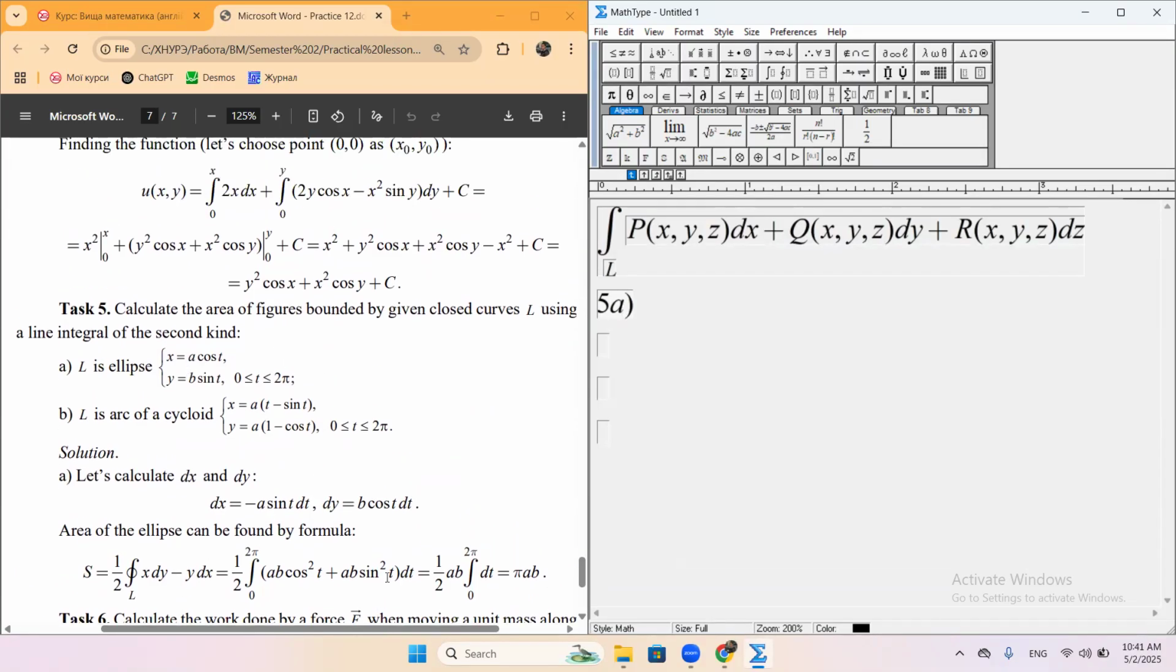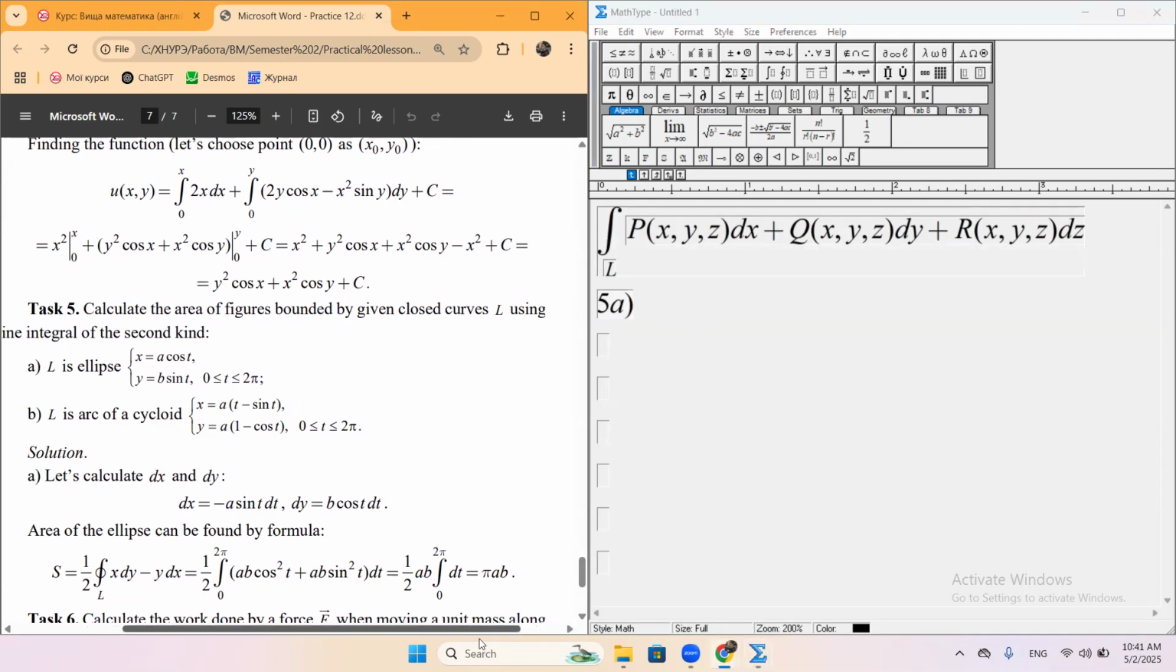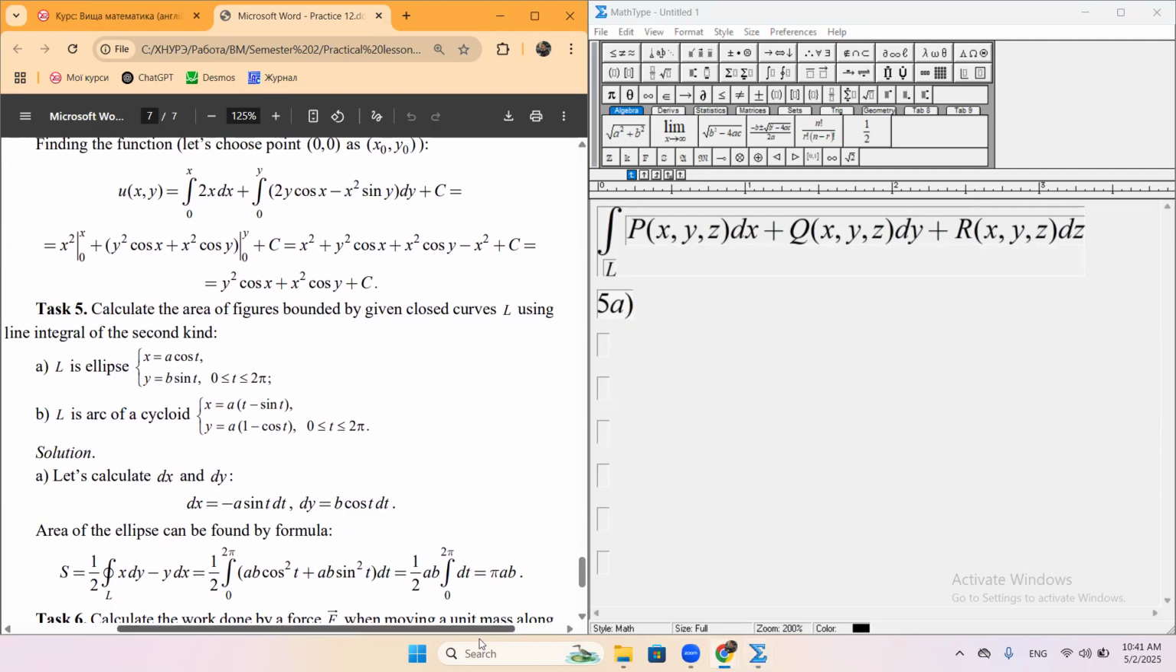So we will solve some exercises related to application of the line integral of the second kind. Line integral of the second kind allows us to calculate the area of the figure that is bounded by the closed curve. In the first case, we have the ellipse given in parametric form: x equals a cosine of t and y equals b sine of t.